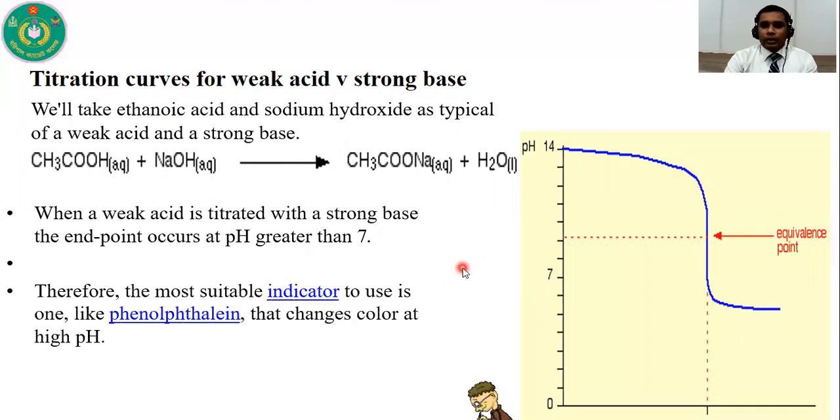So the most suitable indicator to use is phenolphthalein. You can use phenolphthalein because it changes color when pH is greater than 7. So if a weak acid is titrated with a strong base, we use phenolphthalein as indicator, and the titration curve is like this, and we can find the end point is above 7.